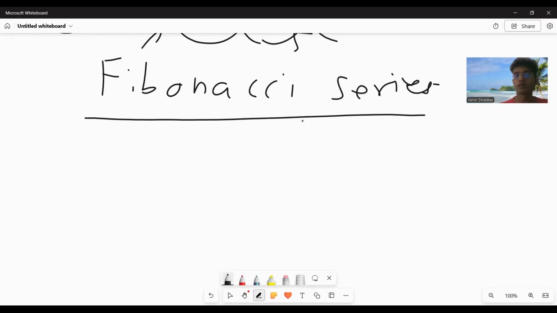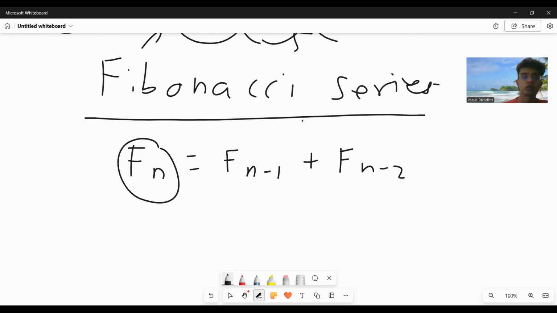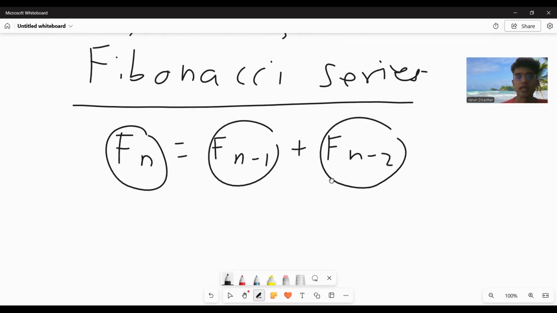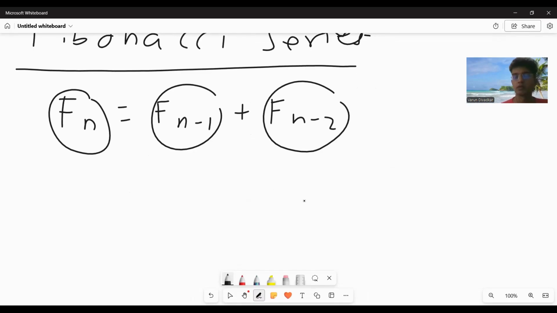So how do you basically come up with this Fibonacci series? It's given by F of n equals F of n minus 1 plus F of n minus 2. So the current term is always the sum of the previous two terms. That's basically the Fibonacci series. And here you always have to define the boundary conditions.